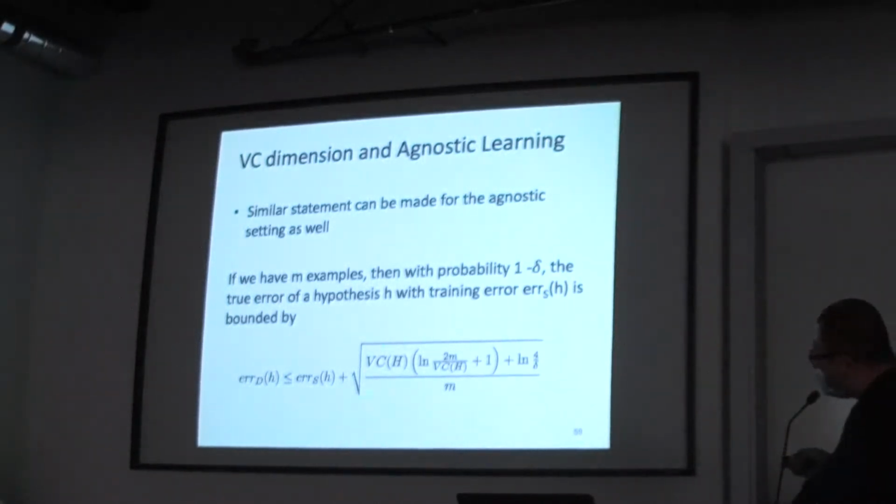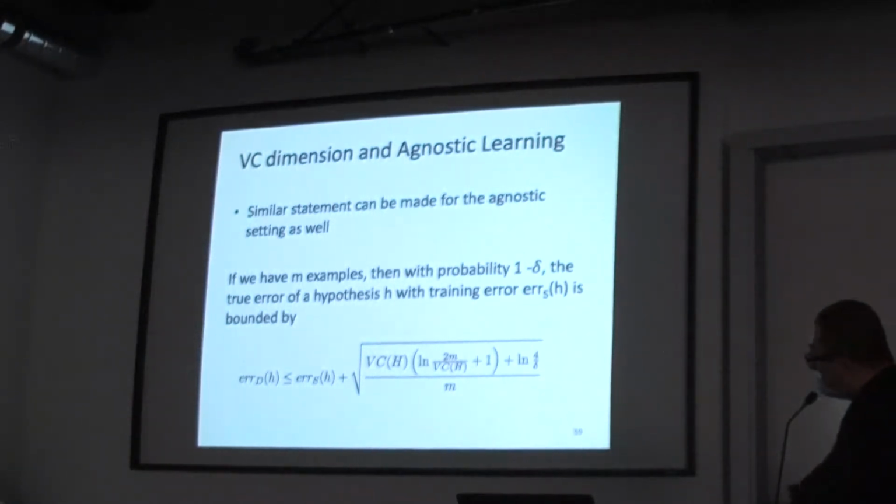You can see that because this is under the agnostic learning setting, we cannot guarantee zero training error. So if you want to estimate the generalization error, you need to account for the training error. In addition to the training error, you have an extra term which is controlled by the complexity of the hypothesis space, and also, of course, the number of training examples.